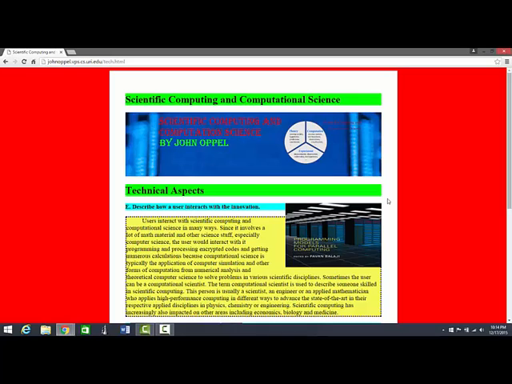The next thing I will be discussing are the technical aspects. Users interact with scientific computing and computational science in many ways, like, for example, programming and processing encrypted codes. And sometimes they become computational scientists, which means someone who is skilled in scientific computing. And the user can either be a scientist, an engineer, or an applied mathematician. This image on the right just shows a cover of a textbook of how the user understands scientific computing.